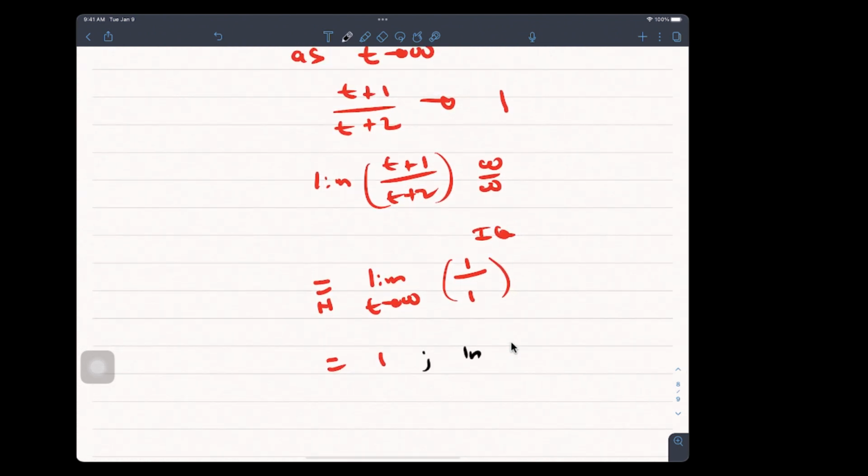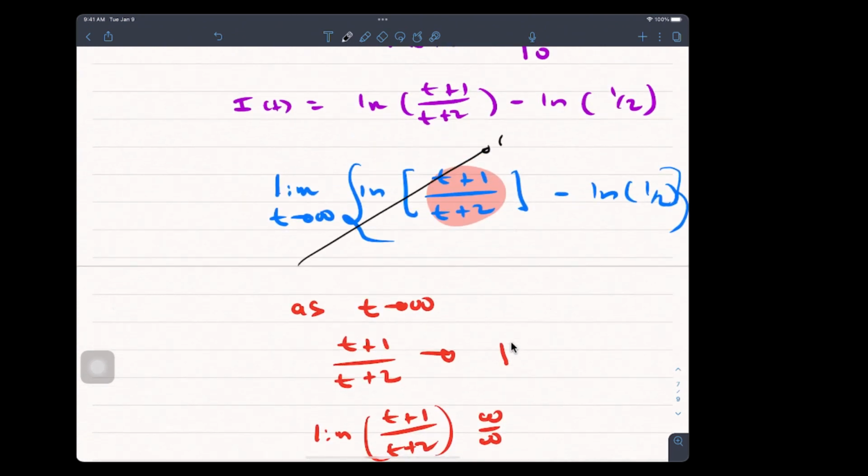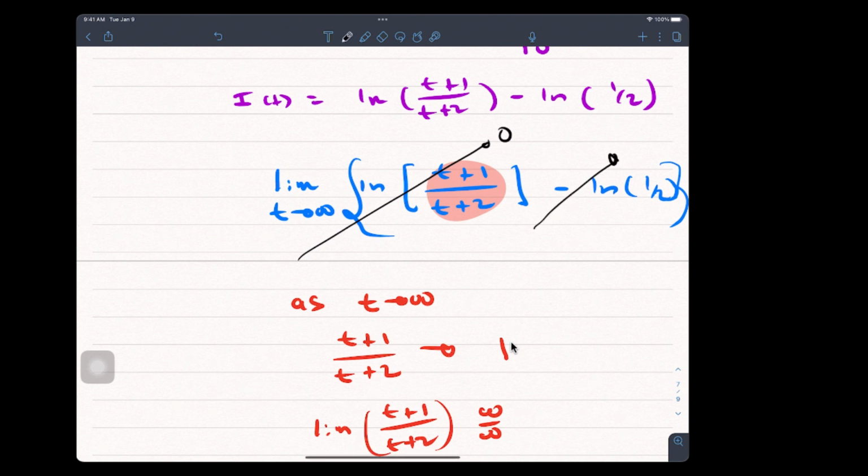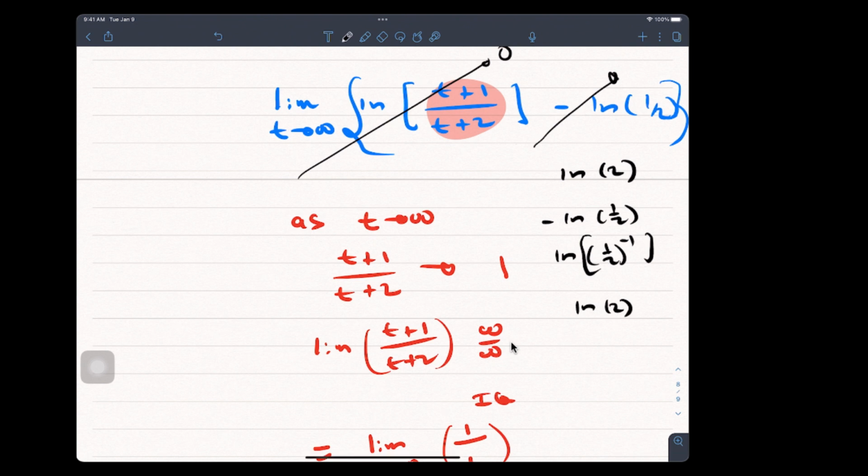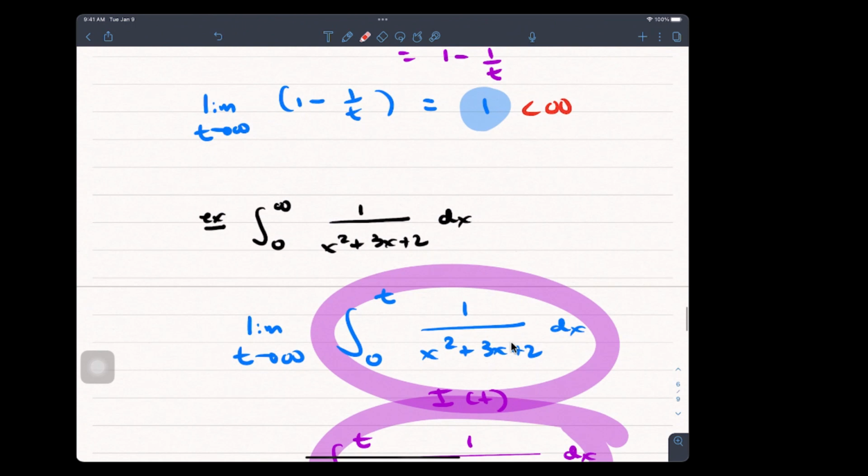So that means the natural log here of t plus 1 over t plus 2, that goes to 0. So this thing goes to what? 0. This is a constant, which goes to really natural log of 2. Does anybody know why it's natural log 2? It's really minus natural log of 1/2. But by properties, that's natural log of 1/2 to the negative 1 power, which is natural log here of 2. And that's a nice finite number. The natural log of 2 is finite. So that means this thing converges, ladies and gentlemen. Converges.